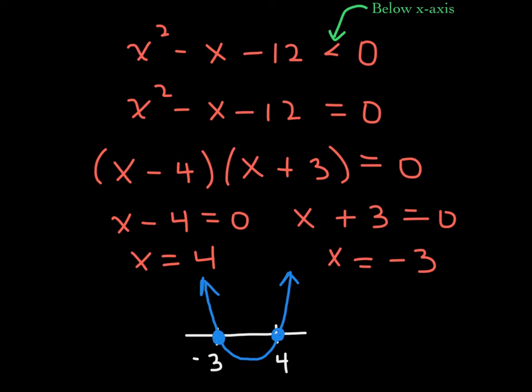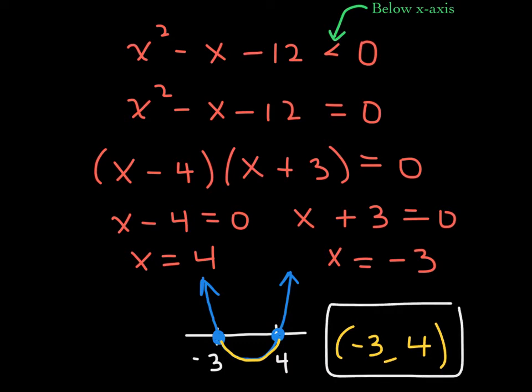And remember what the question is. The question is, when is the parabola below the x-axis? Well, it's below the x-axis between negative 3 and 4. So there's our answer, between negative 3 and 4. Now, because the inequality is strict, we cannot include the endpoints, negative 3 and 4. So let's put parentheses on the endpoints. The parentheses mean do not include the endpoints.